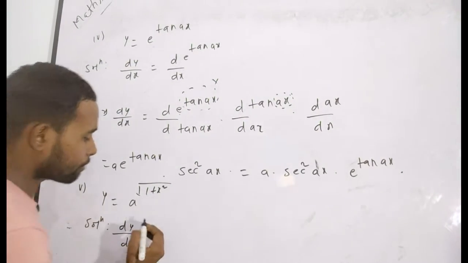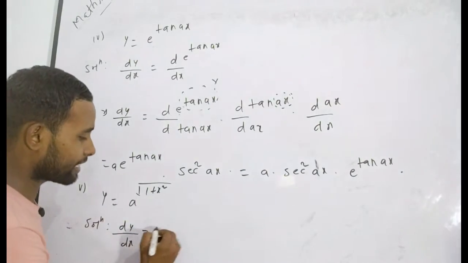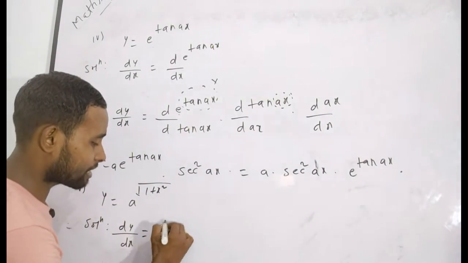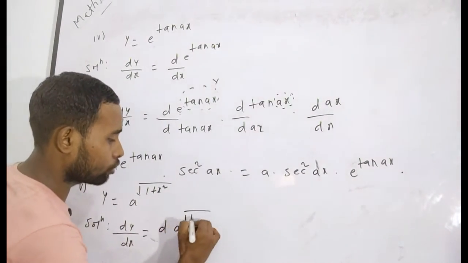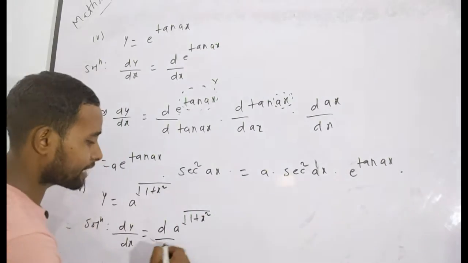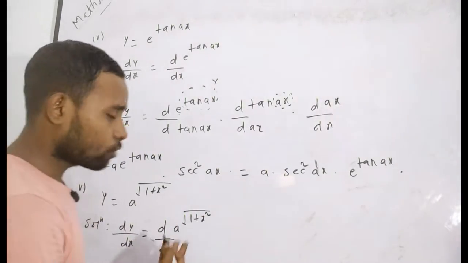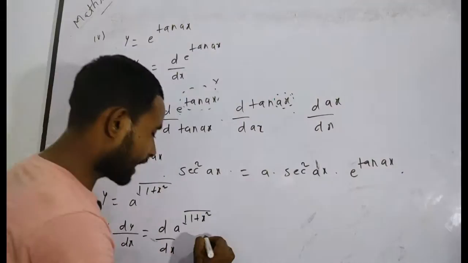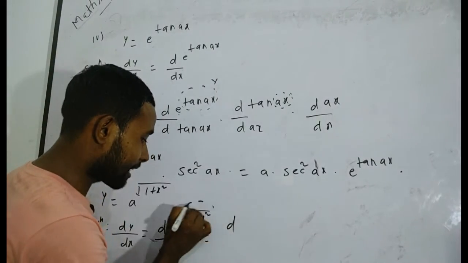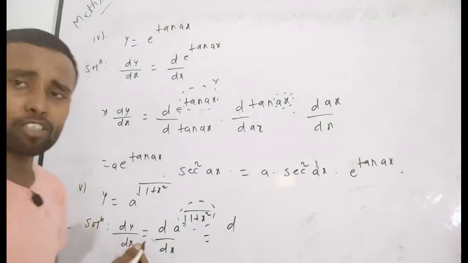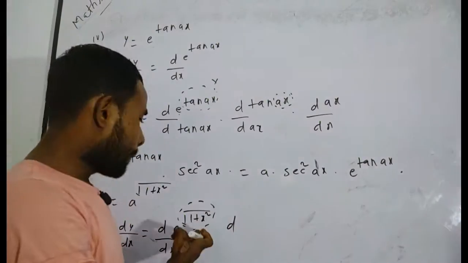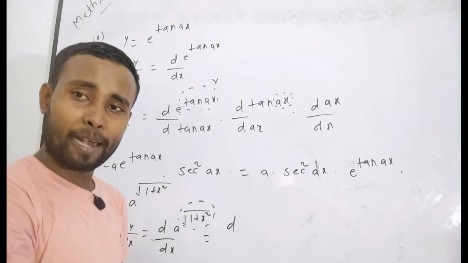Thereafter you will get the derivative of y with respect to x, that is dy/dx, on the LHS, and similarly on the RHS you will get the derivative of a to the power root under 1 plus x square with respect to x. But you can't differentiate it directly. As you know, this is a single term. Suppose that this is your capital X. In that case, you have to differentiate a to the power capital X with respect to capital X.